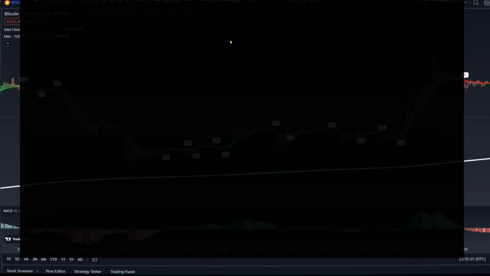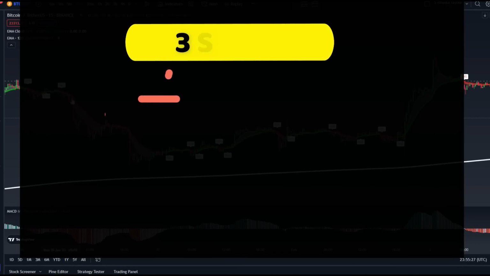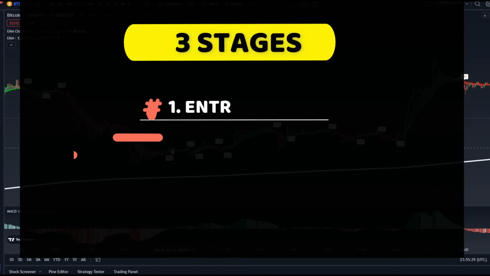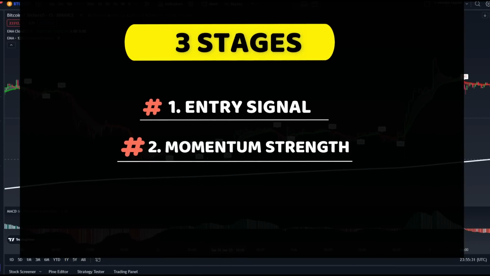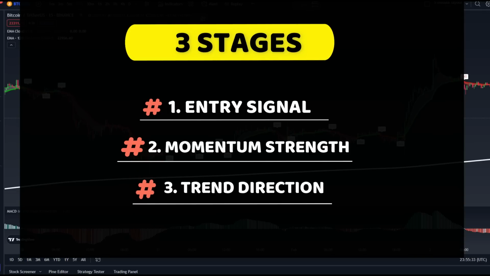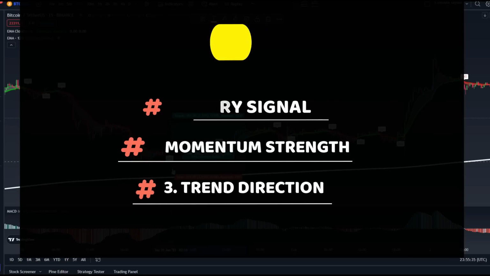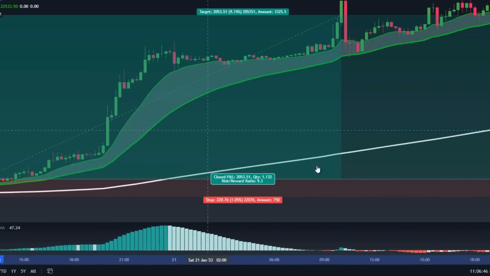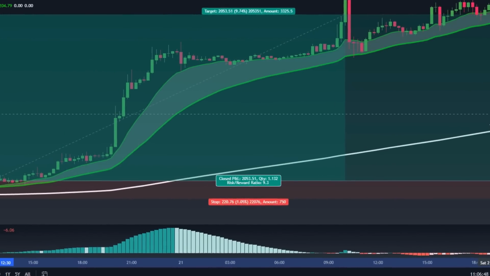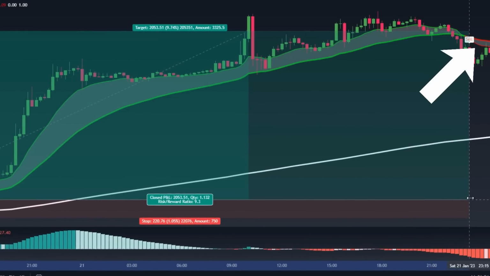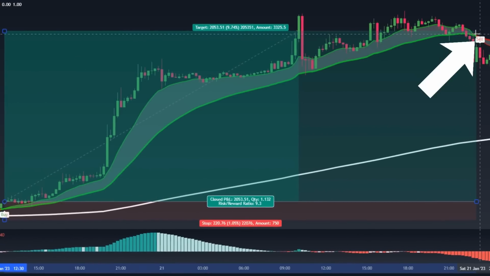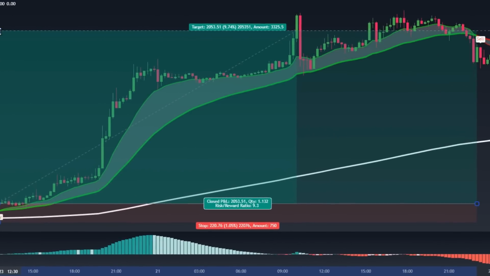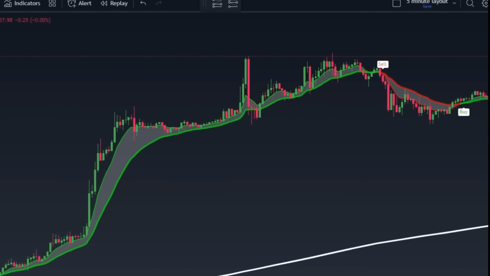So basically this strategy consists of three stages. The first one is setting up your entry signal, second one is momentum strength, and third and last is picking the trend direction. This three-stage setup is mainly to capture the big trades. So once we have entered the trade, we do not fix the target and we take the profit when the entry signal changes its signal lines from green to red. Basically, there is no fixed target.